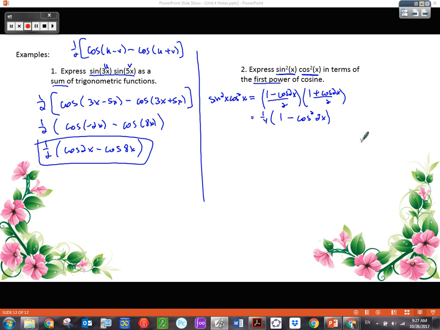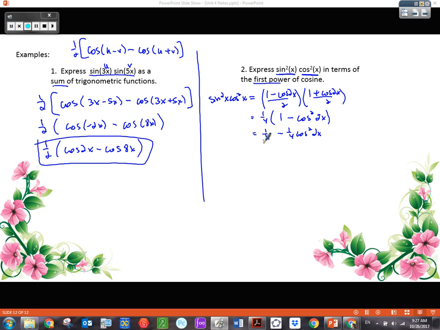So, we have a couple of options here. I'm going to go ahead and distribute the 1/4 so we can deal with the cosine squared by itself instead of trying to deal with it inside of the parentheses. So let's just go ahead and distribute the 1/4.